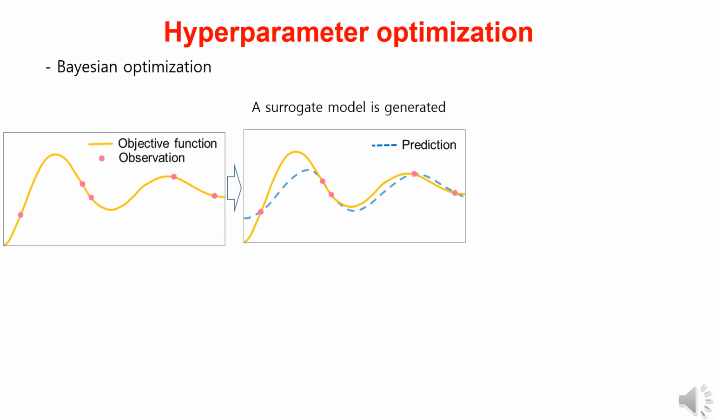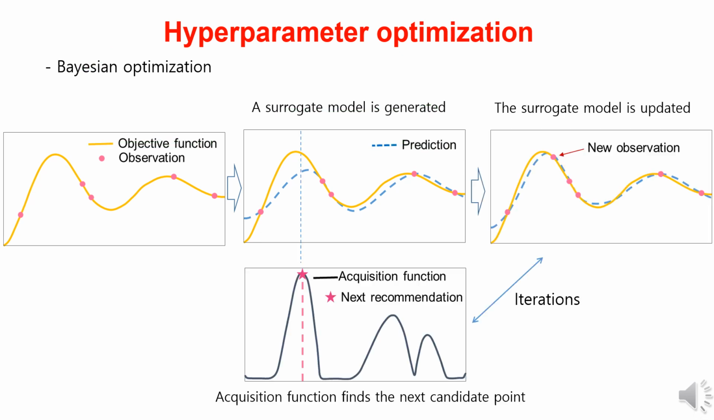Let's briefly look at the process of Bayesian optimization. First, let's assume the yellow line represents an unknown objective function called the black box function. Initially, we randomly sample hyperparameter configurations and observe their results. Based on the observed values, the surrogate model estimates the optimal function represented by the blue line. And the acquisition function recommends the next set of hyperparameter combinations to be observed, which is marked in asterisk.